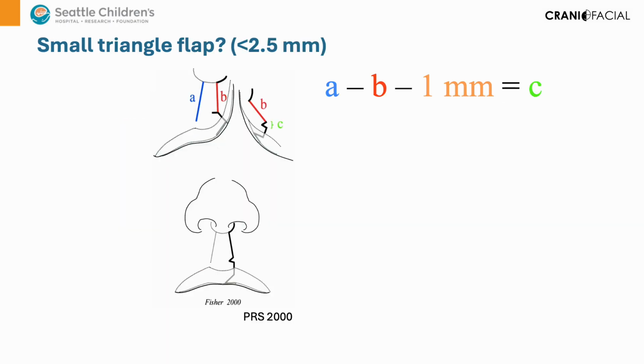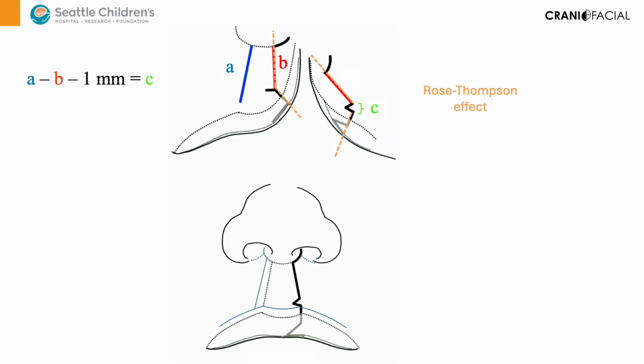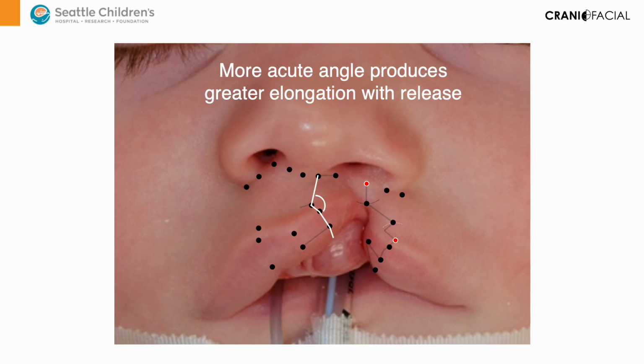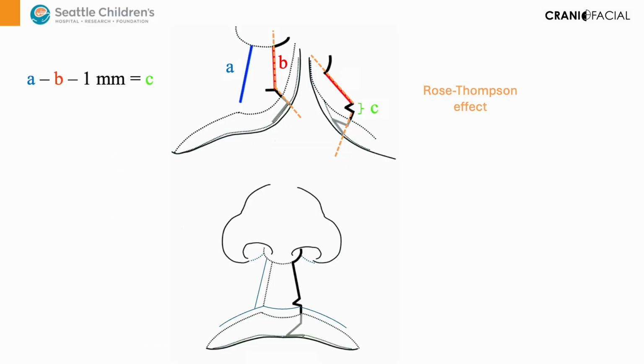How do we keep the triangular flaps small? Well, we have the Rose-Thompson effect. And the more acute the angle between limbs, the more elongation we get with release. And this will tend to be the case with more severe clefts where that angle is steeper. Now, another important piece is that A is measured at rest and B is measured with downward traction to unfurl the lip.